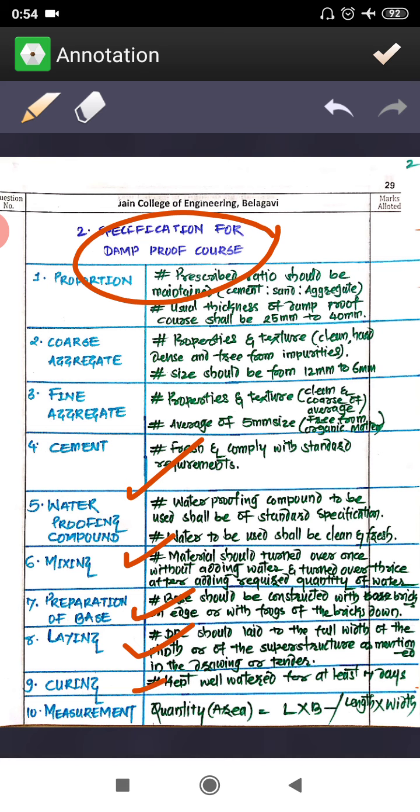And measurement, as I said, this is a square meter quantity. Here we are not going to consider the depth, only the length and width. So this is a square meter quantity, a superficial area you are supposed to consider here. Now this is the way to write down the damp proof course specification.